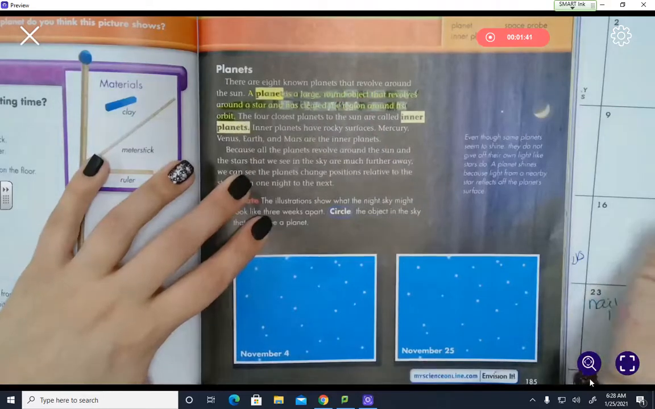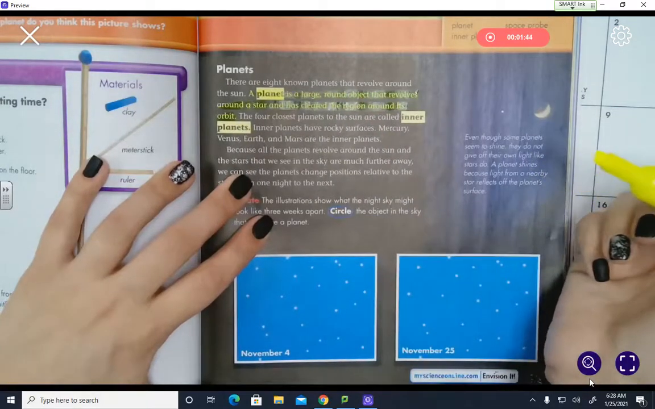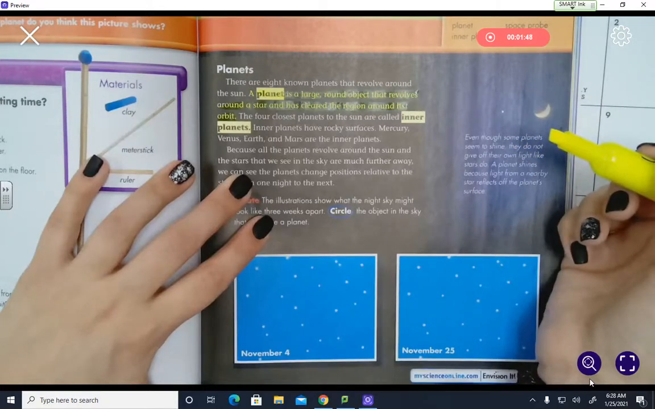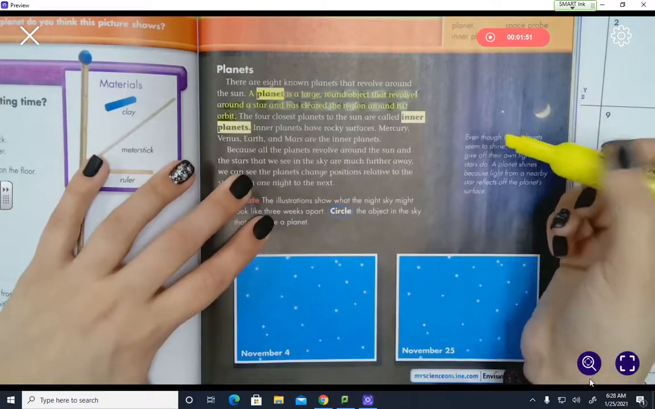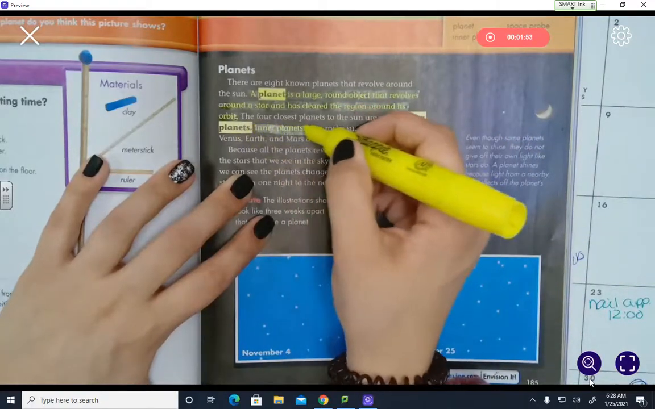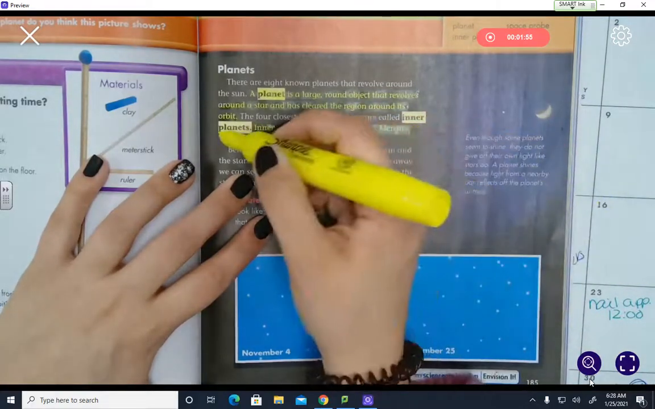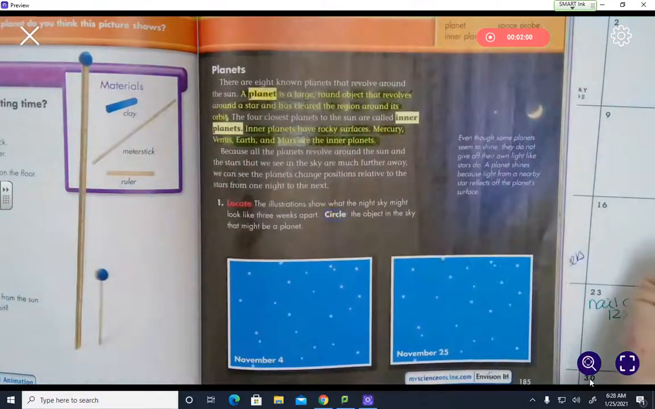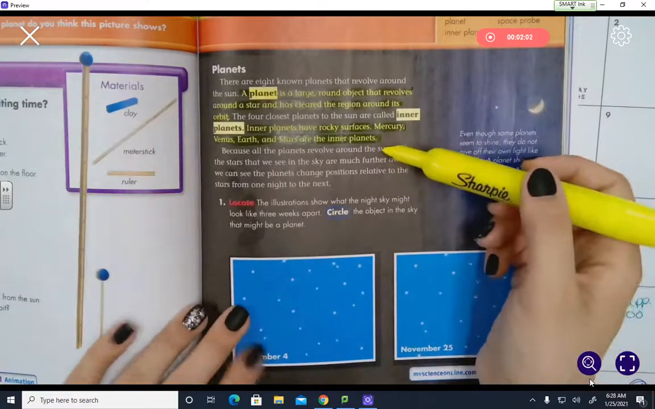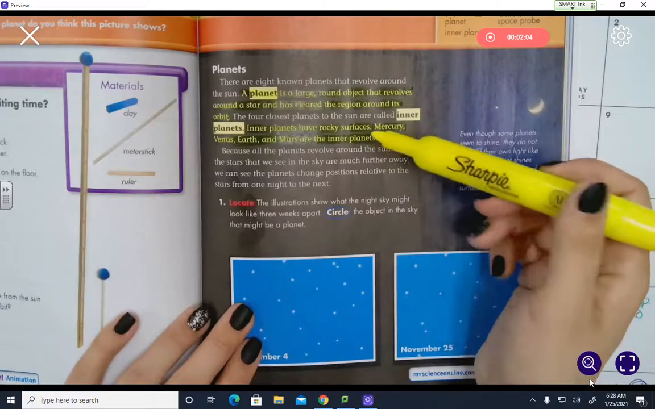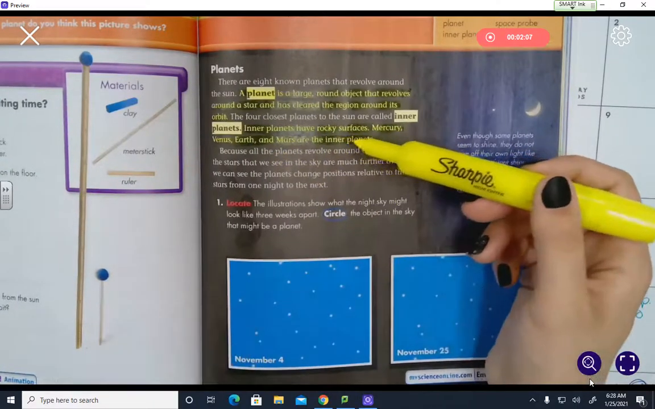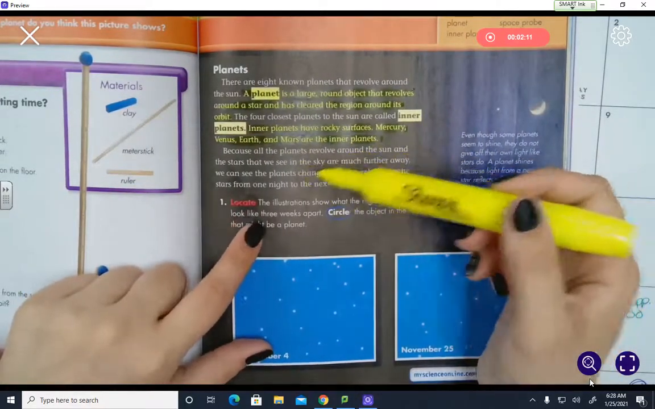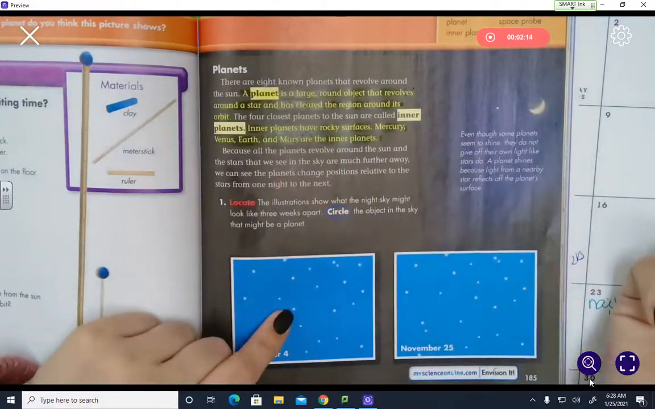The 4 closest planets to the sun are called inner planets. Inner planets have rocky surfaces. Mercury, Venus, Earth, and Mars are the inner planets. I want you to highlight that inner planets have rocky surfaces, and Mercury, Venus, Earth, and Mars are the inner planets. It says, because all the planets revolve around the sun and the stars that we see in the sky are very far away, we can see the planets change positions relative to the stars from one night to the next.